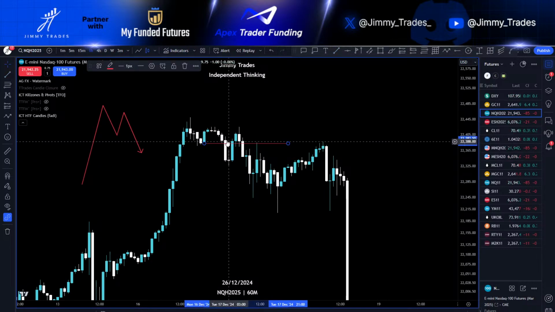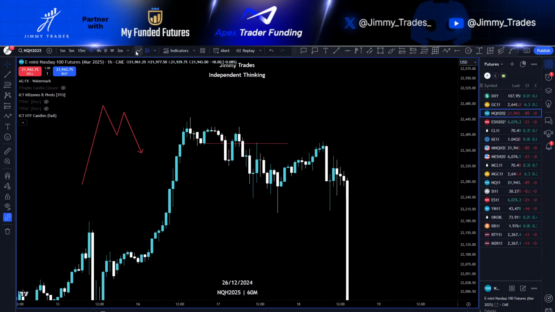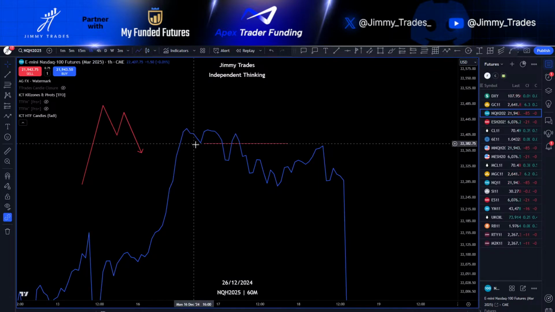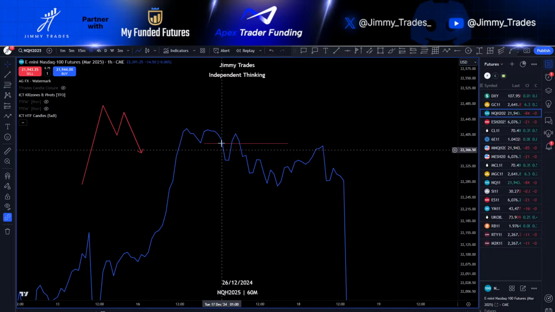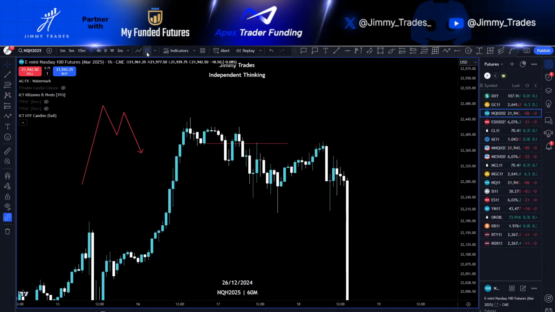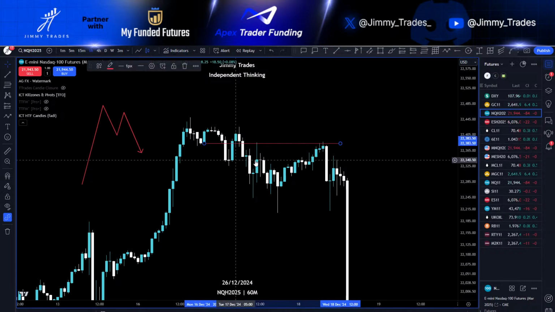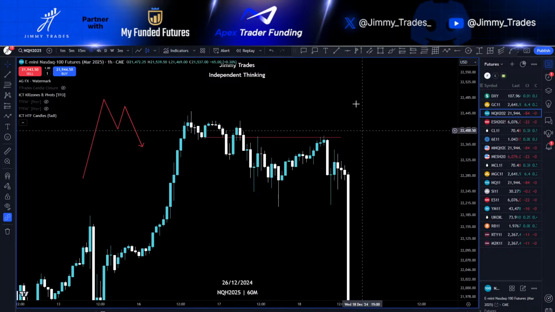We have displacement through this leg as well. We use the line chart. You can see this is the first moment in time we get a change in trend. Even though price did break back through, once we came back through again, we can see price respected this level and respected it a couple more times as well.